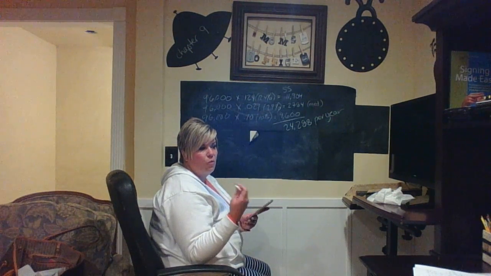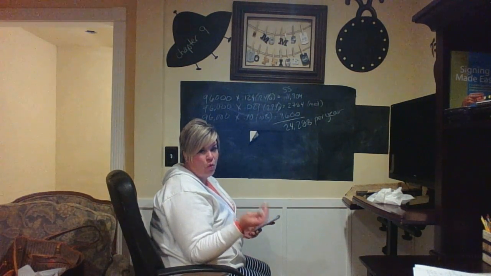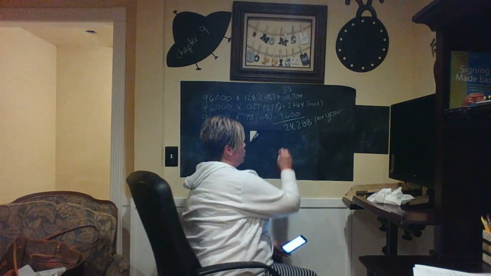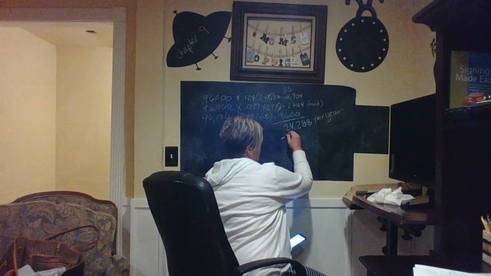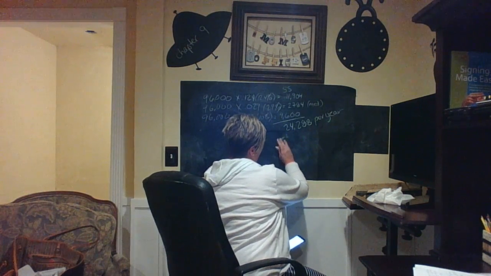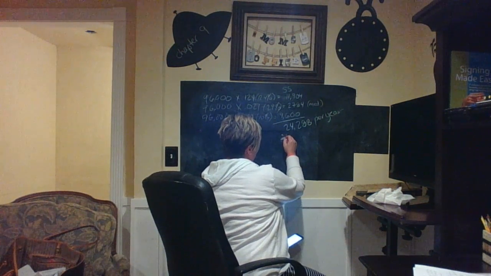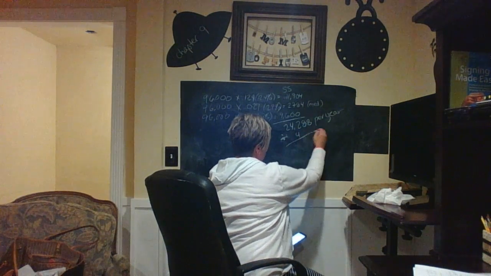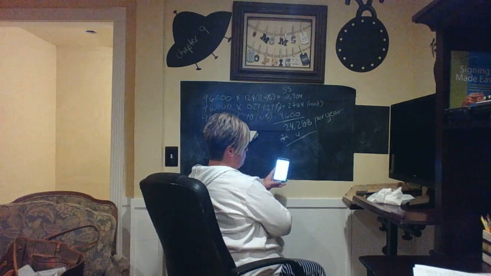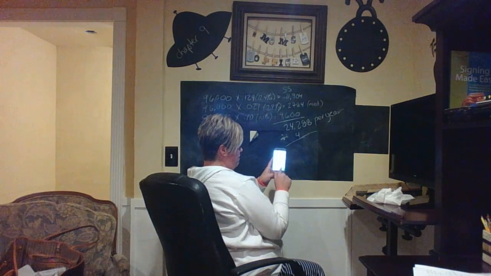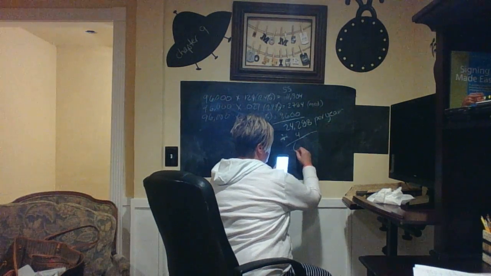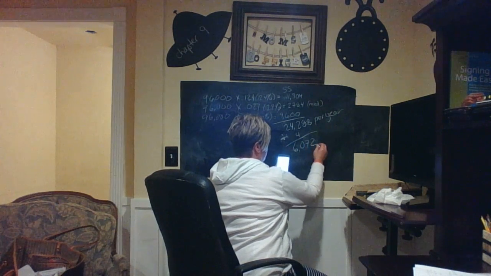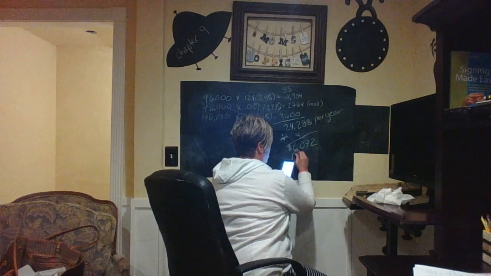Quarterly is what? How do we pay it? It's 4 times per year, so each 3 months, each quarter. So what we're going to do is divide by 4. 24,288 divided by 4, and that is $6,072 per quarter.